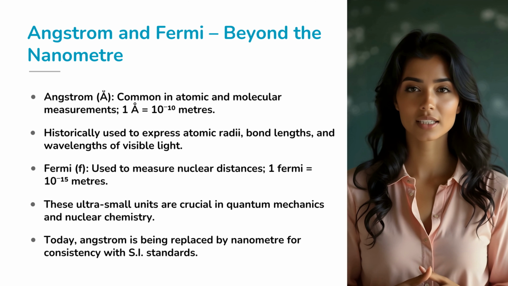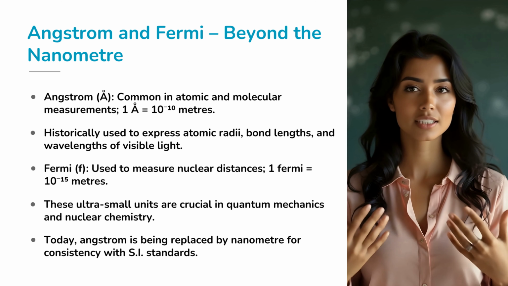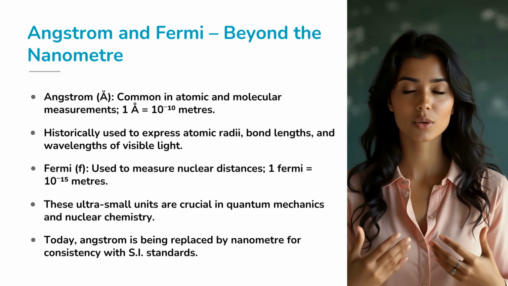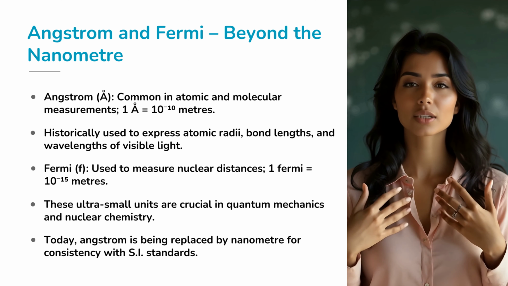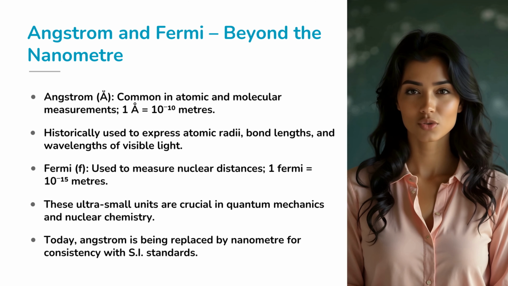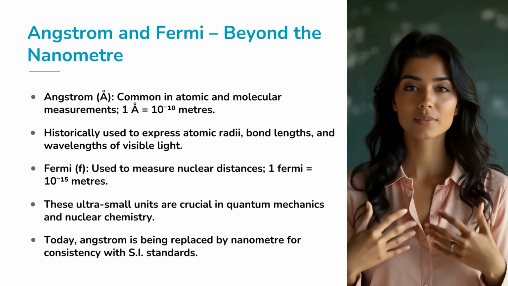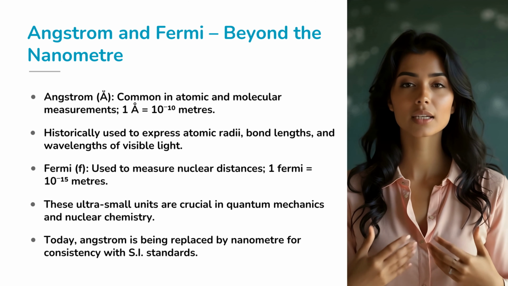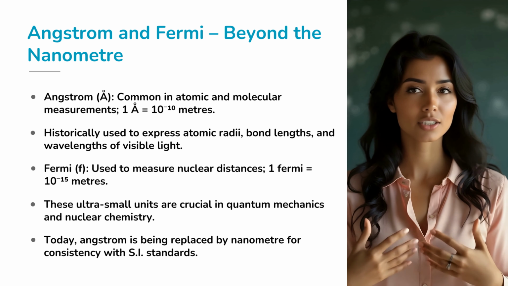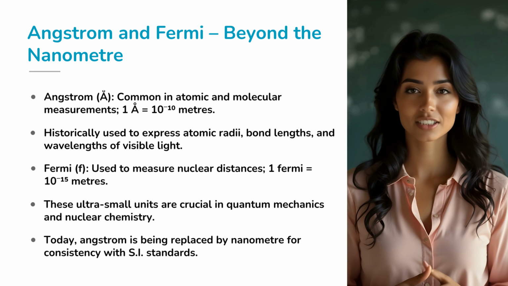Now, let's shrink back down. We're beyond the nanometer scale. Some chemical phenomena happen at such tiny scales that even nanometers feel too bulky. That's when we turn to the angstrom, which equals 10 raised to the power minus 10 meters. The angstrom was historically used to express bond lengths, atomic radii, and wavelengths of visible light. For instance, the average covalent bond length between hydrogen and chlorine atoms is around 1.28 angstroms, but modern science prefers the nanometer for SI consistency.